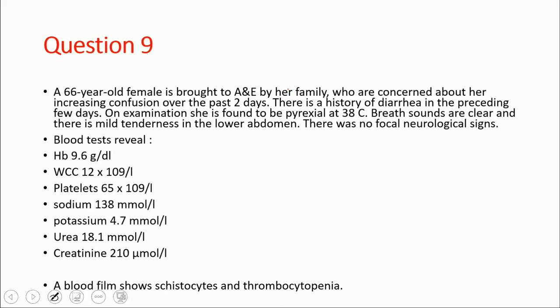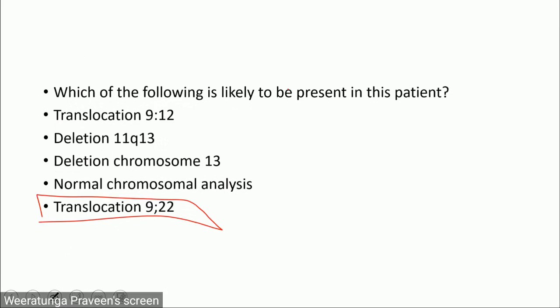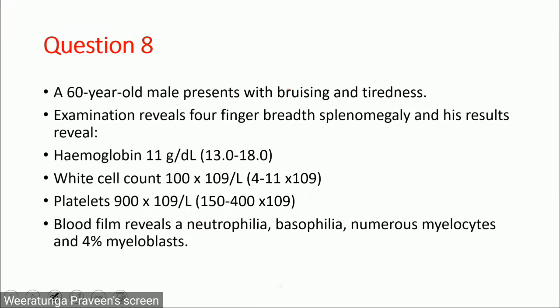In the previous question, CML, shouldn't the platelet count be reduced? No. When they myeloproliferate, they can initially have a thrombocytosis, and then with progressive bone marrow failure they will have thrombocytopenia. As the disease progresses, they can get thrombocytopenia. But most of the time it is slightly high, because remember, platelets are also formed from myeloid cells.